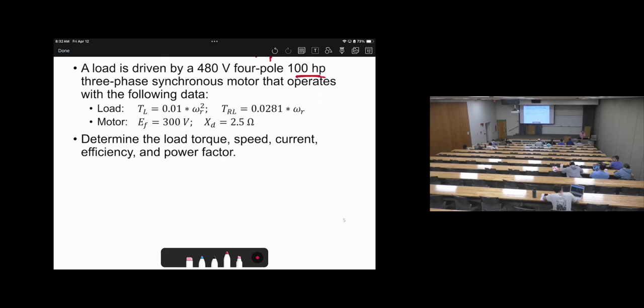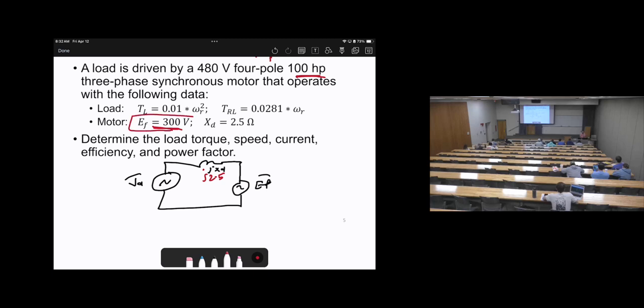The first thing, draw the circuits. So the circuit here is VA, JXD, EF. Okay? Now, what are the values? We have JXD as J2.5. What do we know about EF? We have EF 300 volts given in this question.